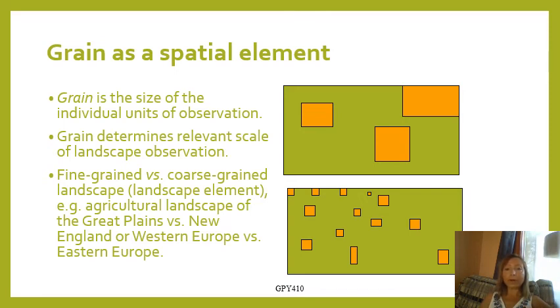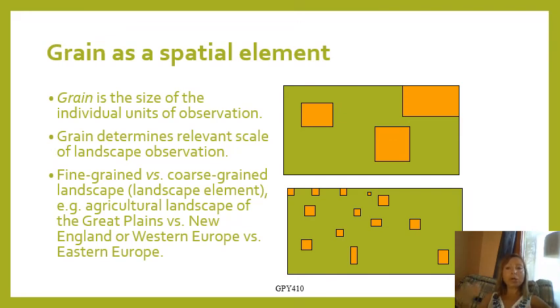So if you think of the landscape of the Great Plains versus, let's say, the landscape of New England in the United States, or if you compare the landscape of Western Europe, places like the UK or Western France, where you see a very grainy, very fine-grained landscape, versus a very coarse-grained landscape in the Great Plains or in Eastern Europe, in Russia, you can really see how the history of land use has been shaping the pattern of the landscape.